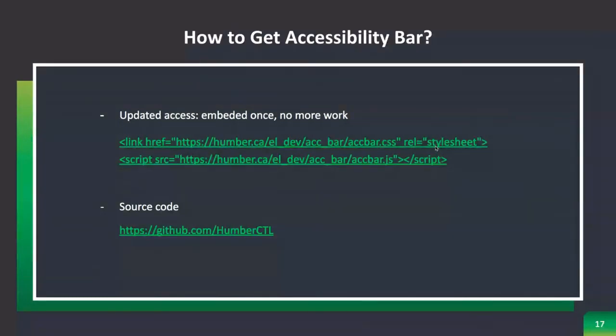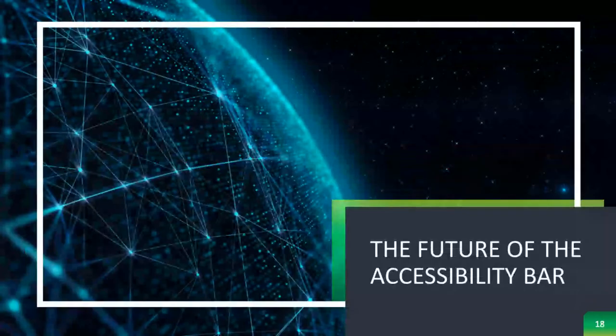And if you are a developer and you are very interested in the source code, you can get the source code from github.com/humberctl. So this is the access for the accessibility bar.